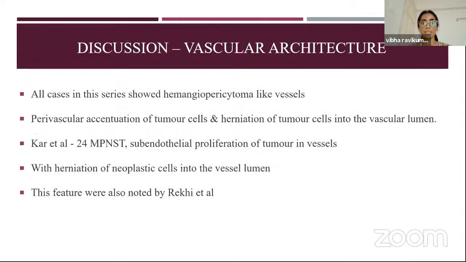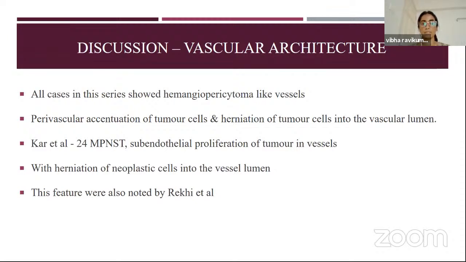All cases in this series showed hemangiopericytoma-like vessels with perivascular accentuation of tumor cells and herniation of tumor cells into the vascular lumen. In the study by Carr et al. of 24 MPNST cases, this subendothelial proliferation of tumor cells in the vessels with herniation of neoplastic cells was also noted. This feature was also noted by Recchi et al.